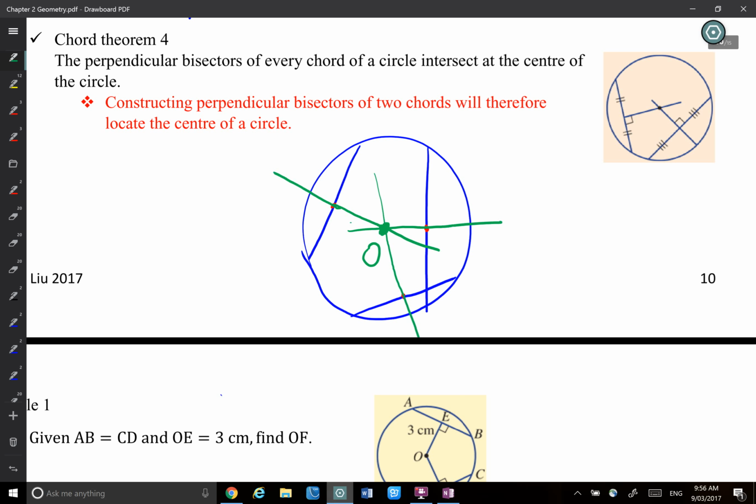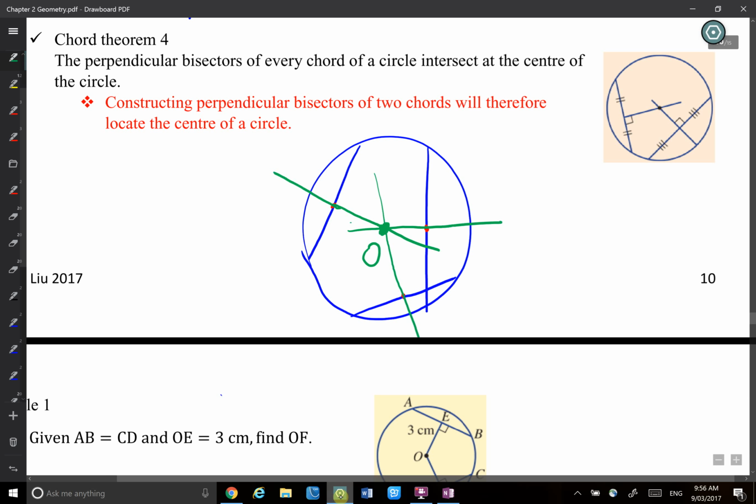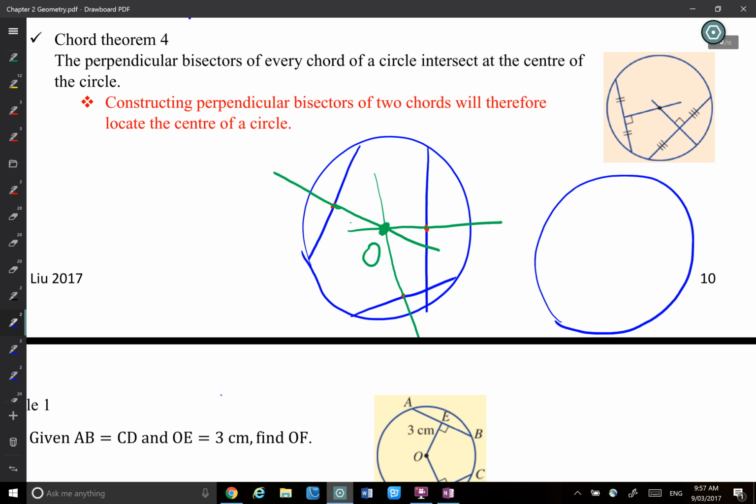Another thing is how we can find the center of a circle. Say we have a circle here, and I don't know where the center is. You just have a piece of paper with a circle. How can we find the center of the circle? We use the theorem from here.